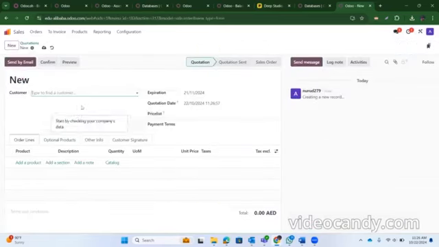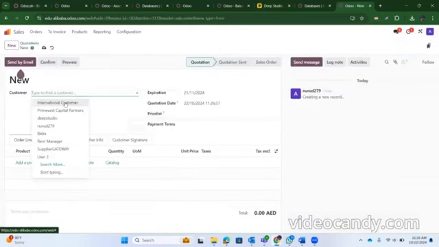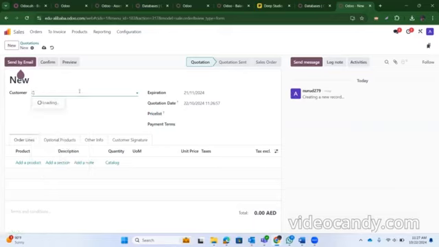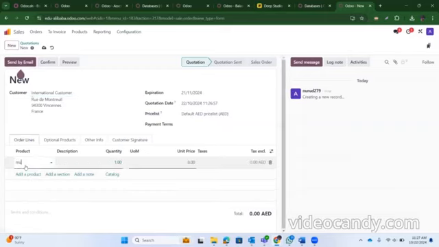Let's create a sale to this particular, let's say, international customer. Okay, so let's give it to this particular customer. Let's say mag 101. We have 100. Let's sell all the 100 at a unit price of, let's say, 75.5.